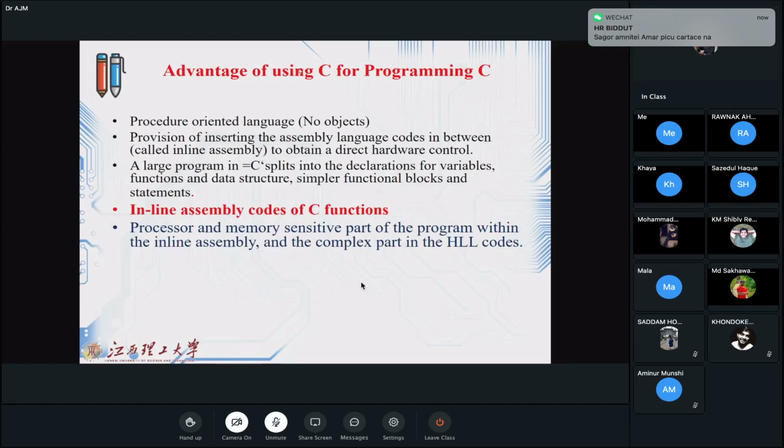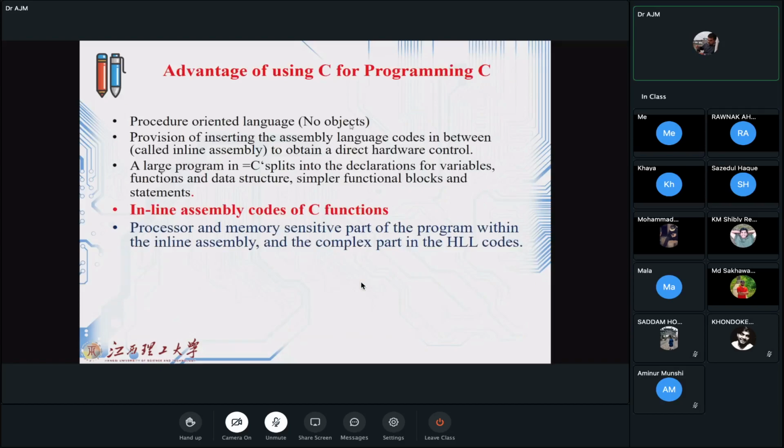Then, using C for programming, what is the advantage? This C language is marvelous: you need fewer syntax elements, and it is a procedure-oriented language, there is no object. And you can use inline assembly code in C functions, meaning that when you are using the C language, you can put in some assembly parts and do your job, which nowadays really nobody uses. But for some critical jobs, I accept that people will use it. That was the very fast review that I have done.